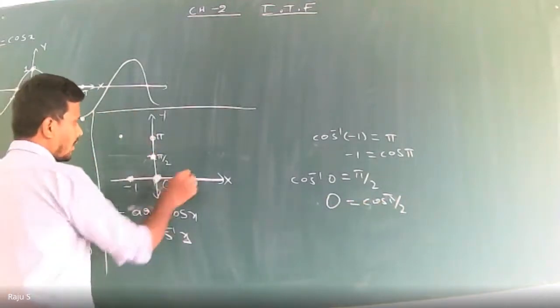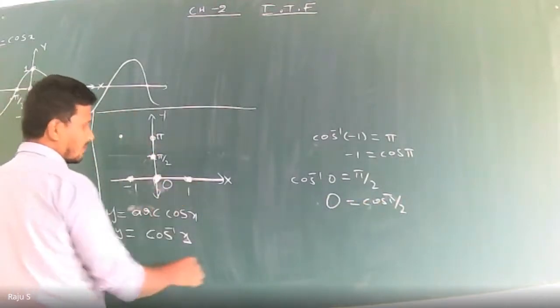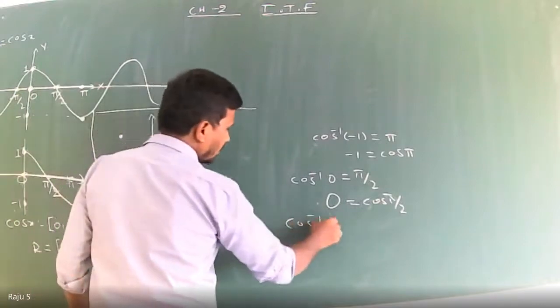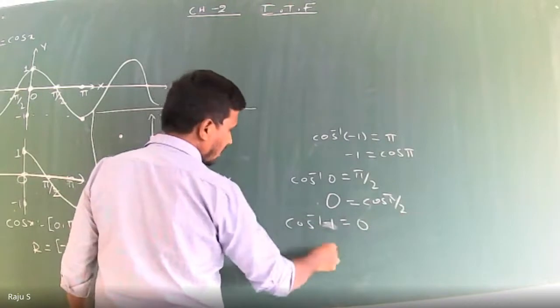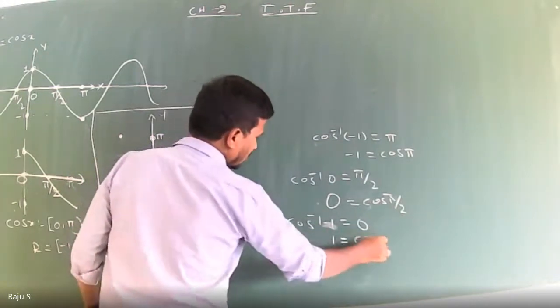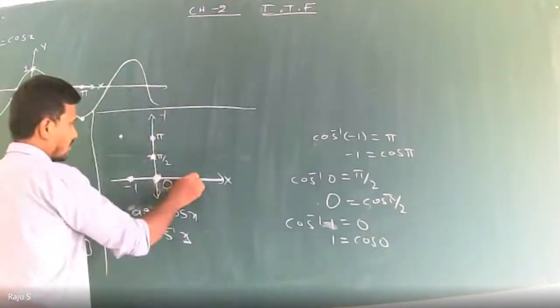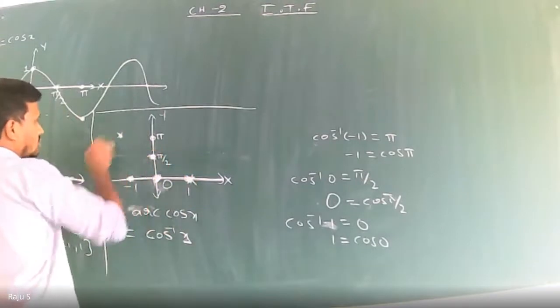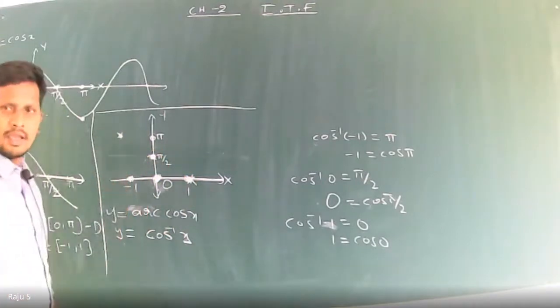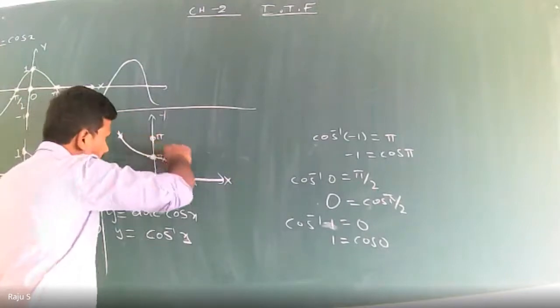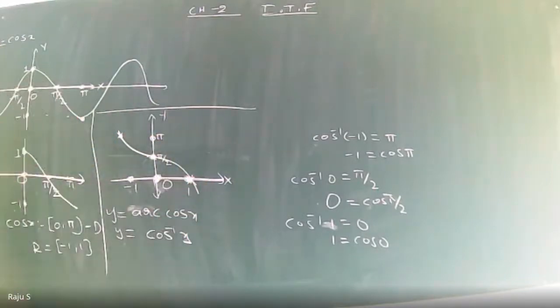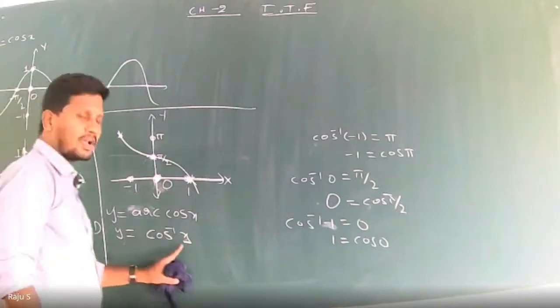And what about here? Cos inverse of 1 is equal to what? 0, because taking cos on the right side, 1 is equal to cos 0. Right? So that is this point. Joining all these points by a smooth curve, we get a graph like this. So this is the cos inverse.